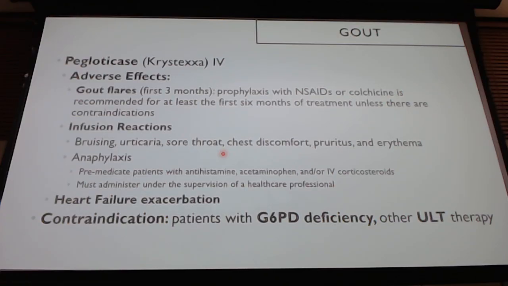And one that is super important, if somebody has heart failure, it can exacerbate their heart failure. They could be now going into some acute decompensated heart failure. So we need to make sure that we're watching out for our heart failure patients, and it's contraindicated in your patients who have G6PD deficiency or if they're on any other ULT. Once they get to this, to your pegloticase, we are stopping everything else and they're just getting their infusion. Okay? We're not adding on to this one.